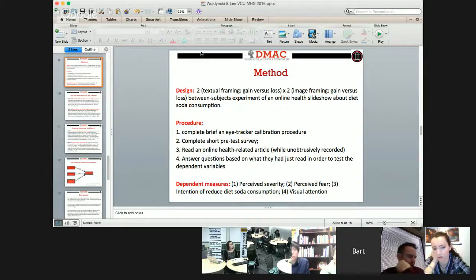So, briefly about the method. This is a 2x2 between-subject experiment design. When participants came to our lab, at the beginning they completed a brief eye-tracking calibration procedure. We wanted to make sure the eye tracker can capture their eye movements. After that, participants completed a short pre-test survey, and then they read each online slideshow. After they finished reading, they answered some post-test questions, and then the whole procedure was completed. Our dependent variables include perceived severity, perceived fear, intention to reduce soda consumption, and also visual attention.